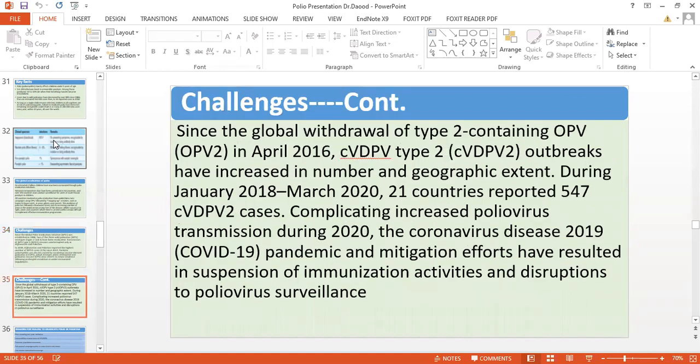So you can see that since the global withdrawal of the type 2 containing OPV in 2016, circulating vaccine-derived poliovirus type 2 outbreaks have increased in number and geographical spread. During January 2018 to March 2020, 21 countries reported 547 circulating vaccine-derived poliovirus type 2 cases. All of these factors have been complicated in 2020 due to the COVID-19 pandemic, and mitigation efforts have resulted in suspension of immunization activities and disturbance of polio surveillance.